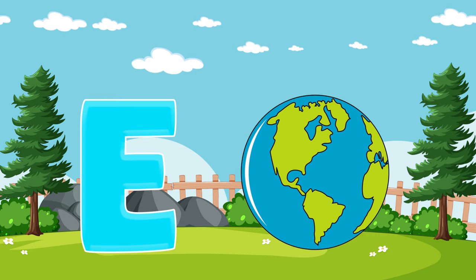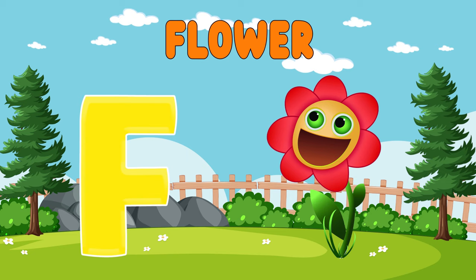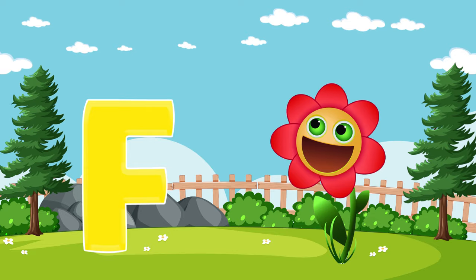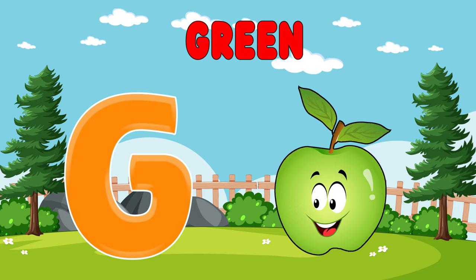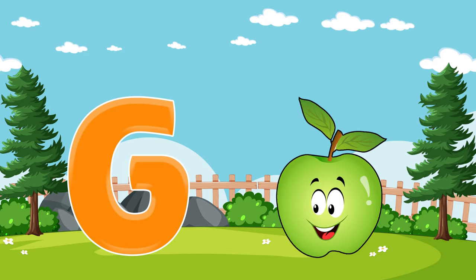F is for fan. Fan. F is for flower. Flower. G is for green. Green. G is for grass. Grass. G is for green. G is for grass.